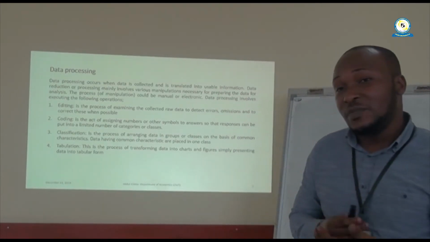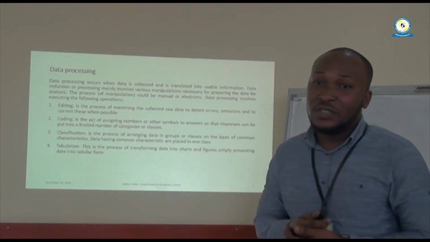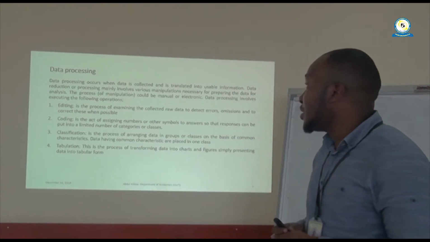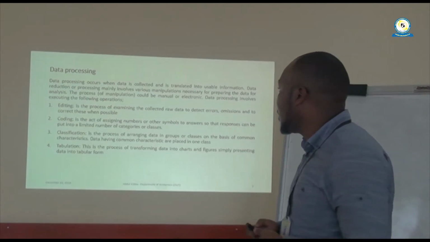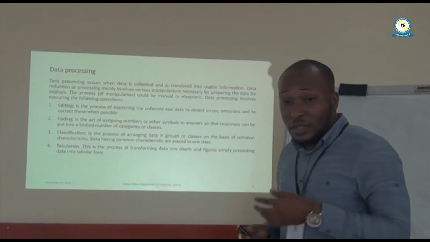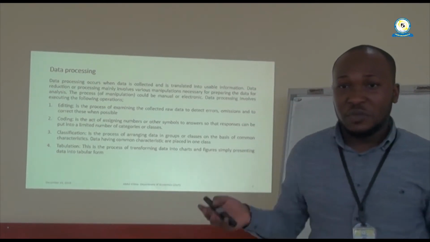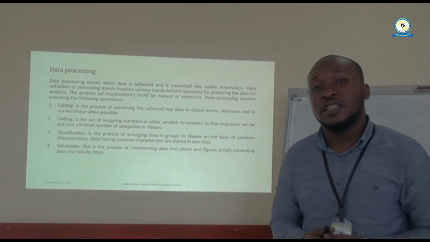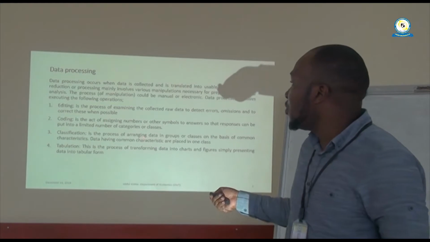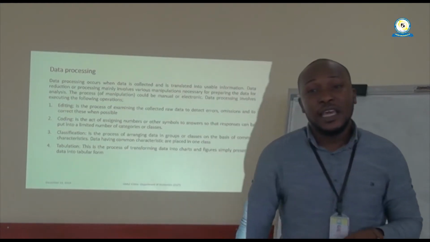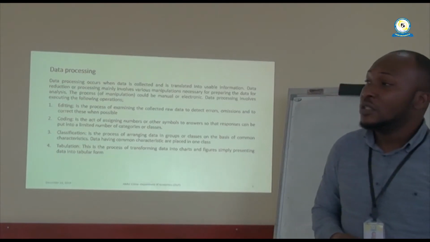So data processing simply means that when you have the data collected, you want to translate it to usable information. You want to make meaning of what you've collected. So this processing involves manual manipulation or electronic data processing, which involves execution of the following operations: editing, coding, classification, and tabulation.